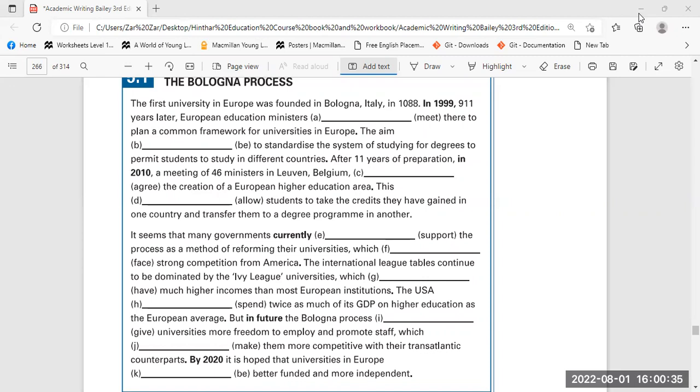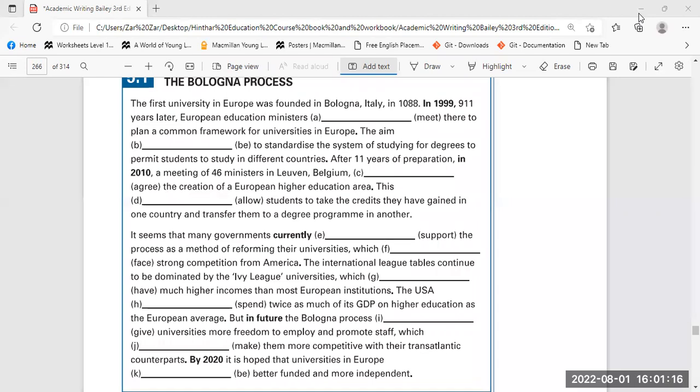Belgium agreed the citation of the European higher area. Yes, "read" is correct. This belongs to the students to take the credits they have gained. Allowed. E: It seems that many governments currently blank support. So it is about "currently," so it is "supporting." It should be supporting, or not.